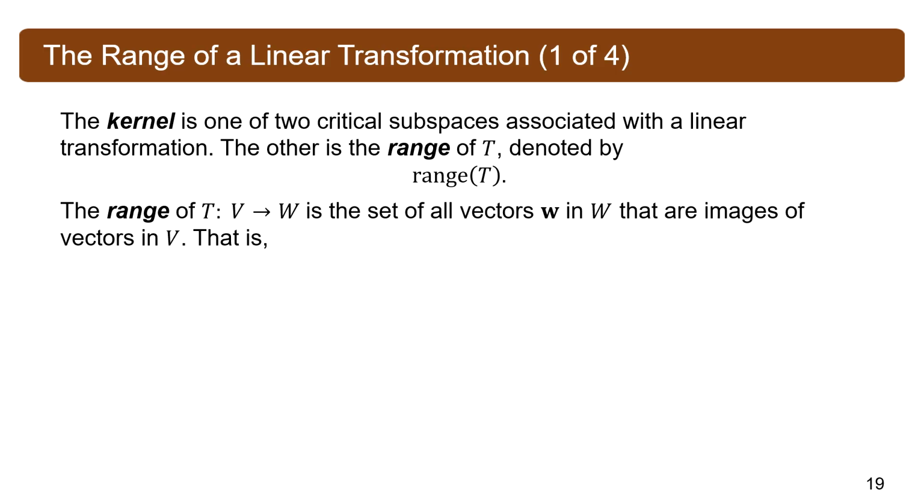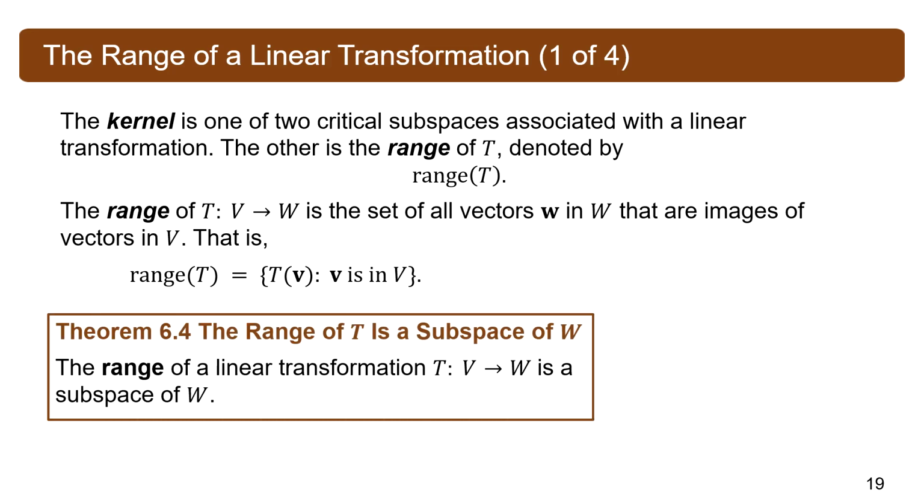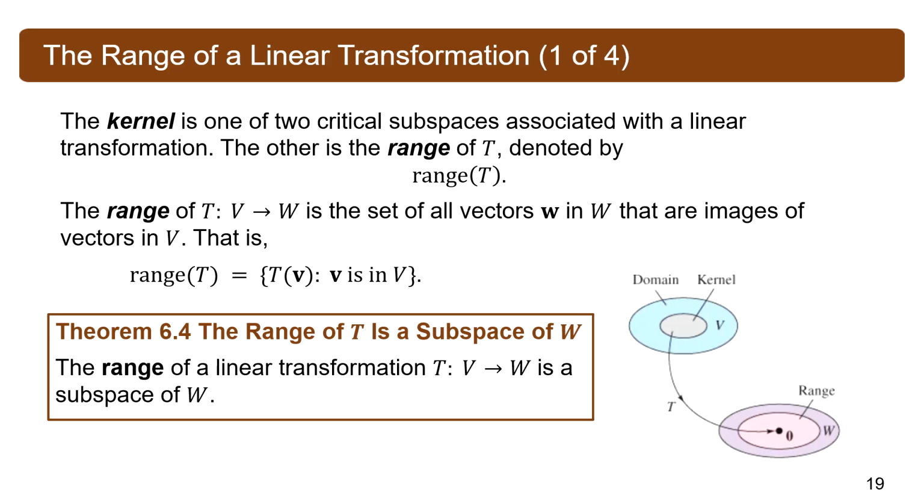Okay, so the range of the transformation from V to W is the set of all vectors w in W. So these are actually the images of vectors in V. So that is the range of T, the set of all vectors T of v, where v is in the vector space V. Okay, so the range of a linear transformation is a subspace of W. And then from this, you see the kernel is actually in the domain, and the image here is in the range.